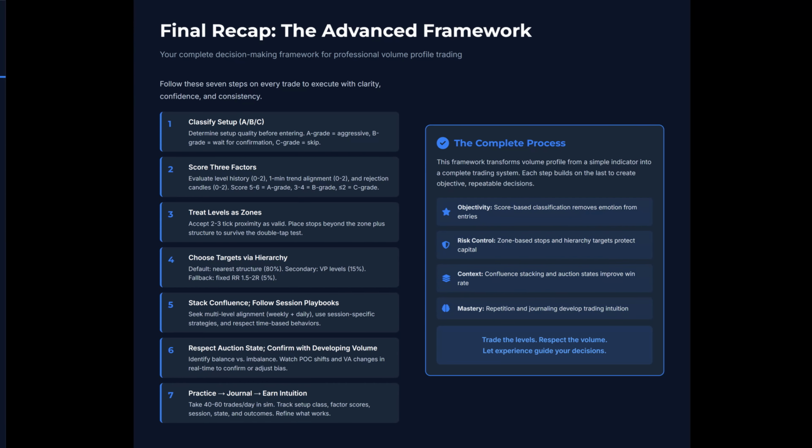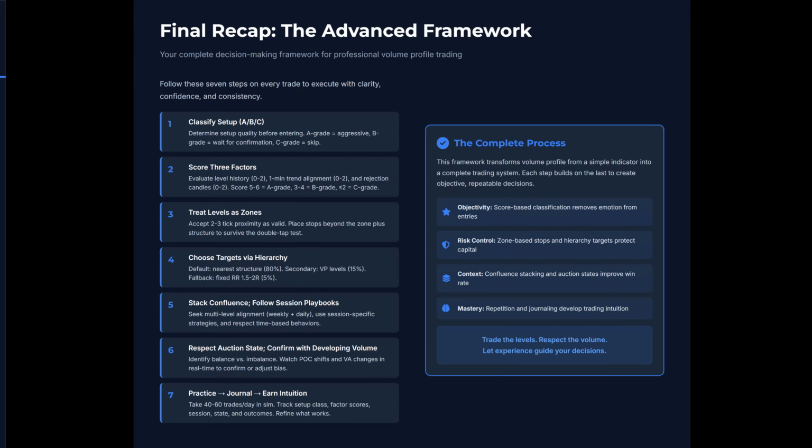You're committing to 200 to 300 documented trades with weekly reviews. You're building neural pathways, pattern recognition, and emotional control. Mastery is earned, not given. Here's your call to action. Trade the levels. Respect the volume. Let experience guide your decisions.